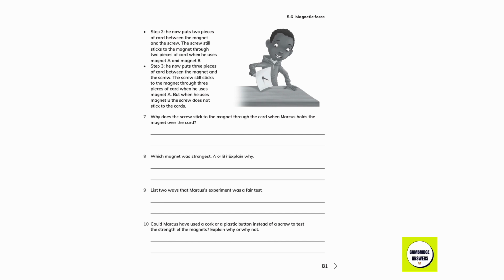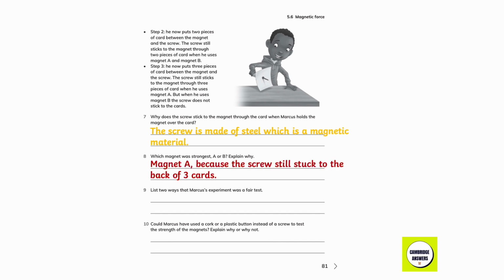Why does the screw stick to the magnet through the card when Marcus holds the magnet over the card? The screw is made of steel, which is a magnetic material. Which magnet was strongest, A or B? Explain why. Magnet A because the screw still stuck to the back of 3 cards.